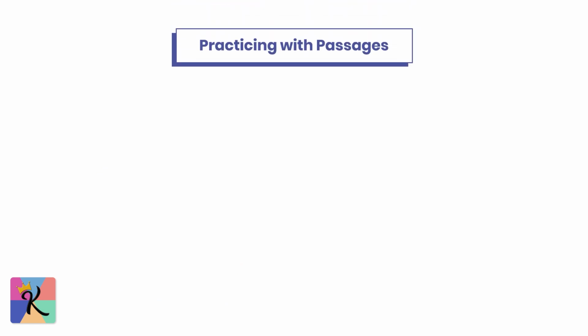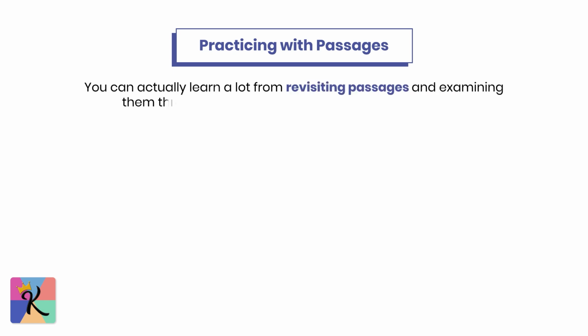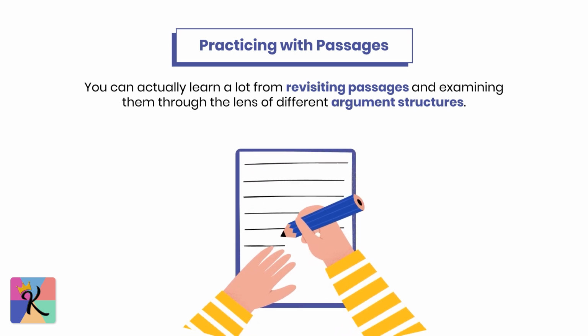Practicing with passages. Students often think that once they've finished a passage and reviewed the answers, they're done with it forever. But you can actually learn a lot from revisiting passages and examining them through the lens of different argument structures. The test writers at AAMC know these passages inside and out, and by studying them thoroughly, you can reach a similar level of understanding.